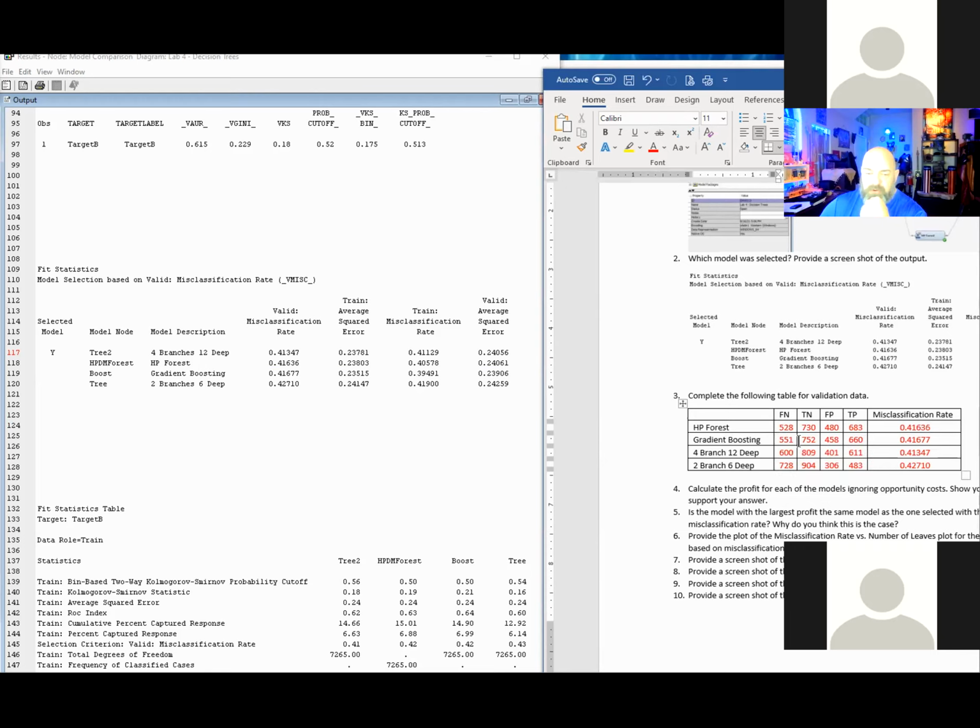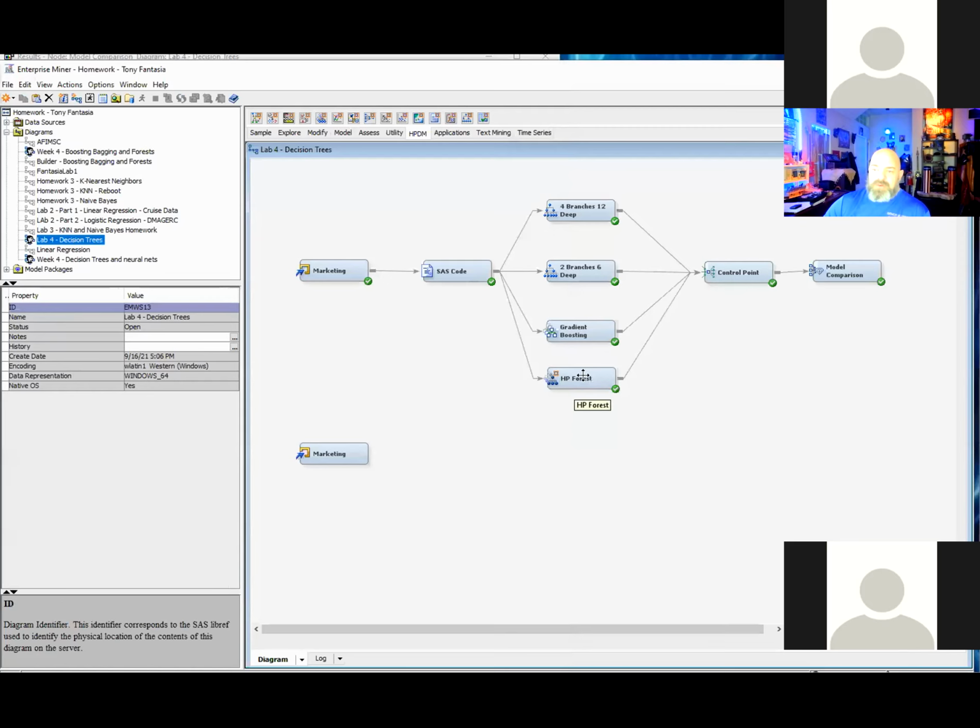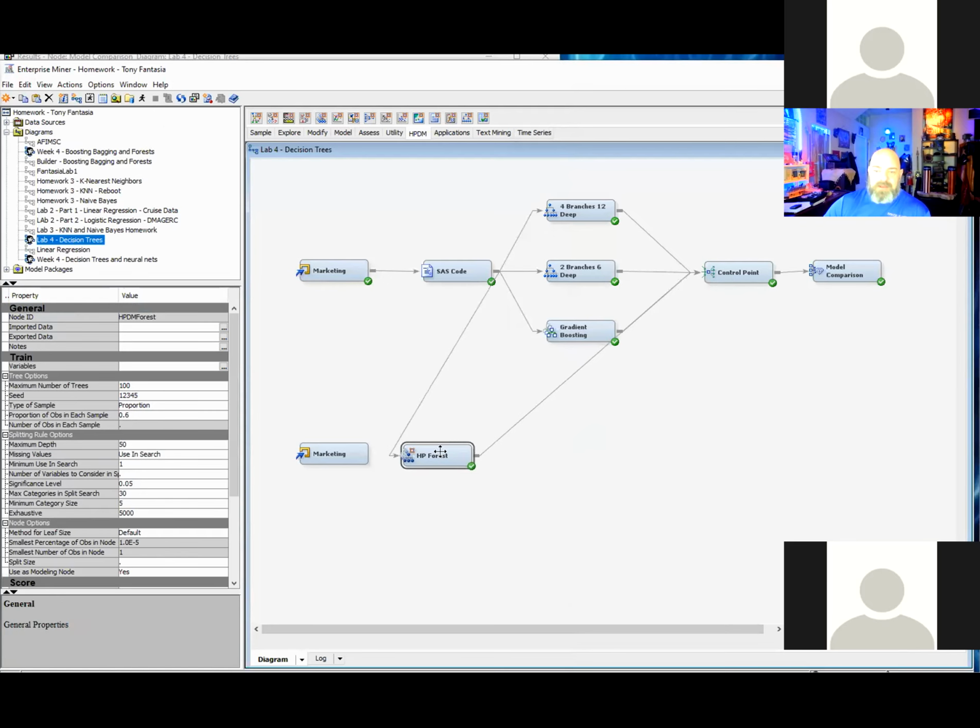It's just that HP forest was different, which is why I had gone back to my model and thought maybe I should break that out and bring it down here by itself and run it that way. Did you do that, or Christian, is yours set up like this as well?